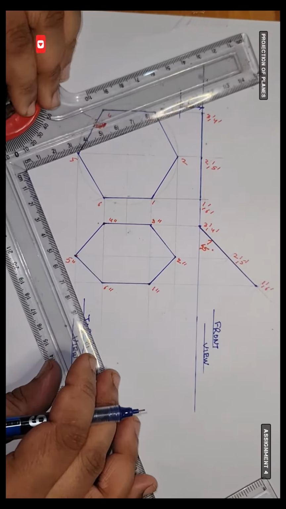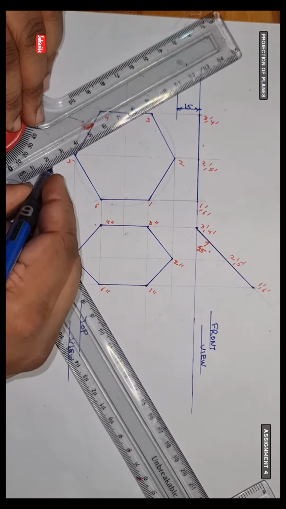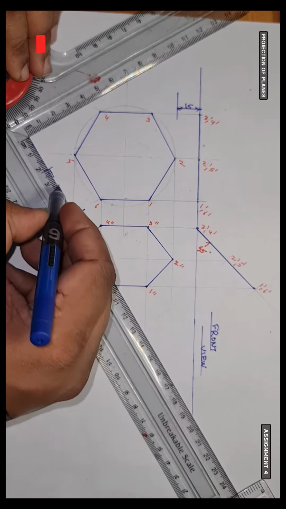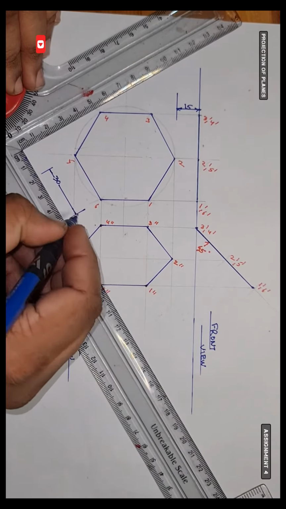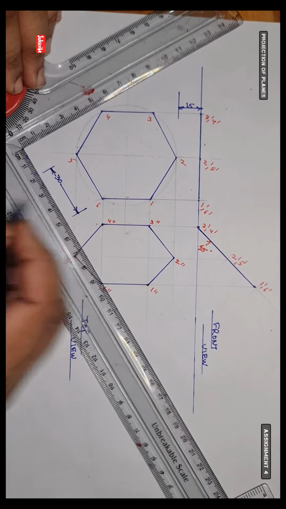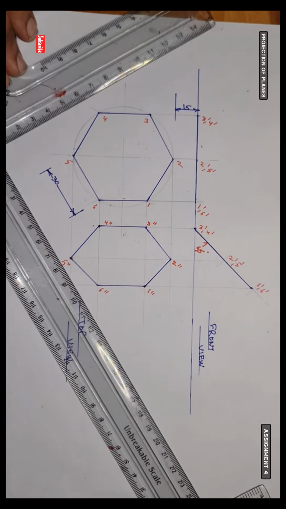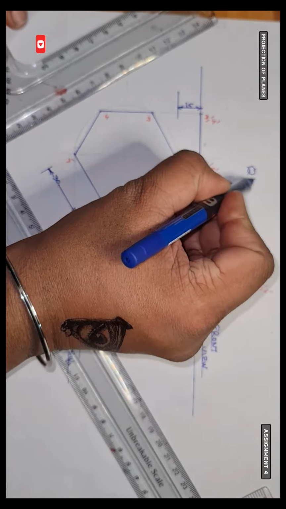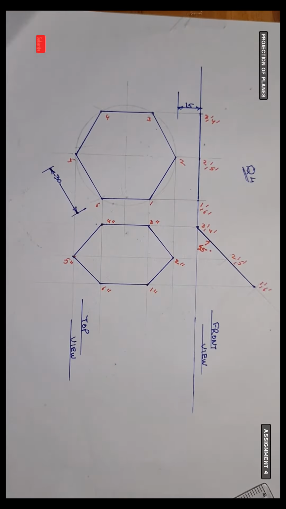This length is given to you. You need to give its measurement also. The measurement line should be parallel to the actual length. So this completes your question number 4 of assignment 4. Okay, thank you.